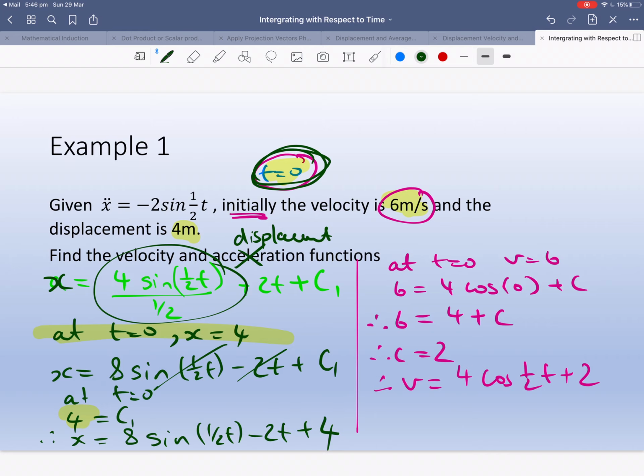All right, so just so you're aware, initially means t equals 0. Just remember that with motion functions we can use trigonometry. Actually, we use that quite a bit, so just be aware of that. And yeah, let's go on to the next example.